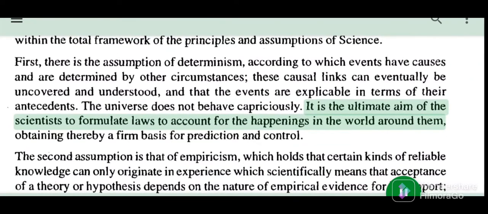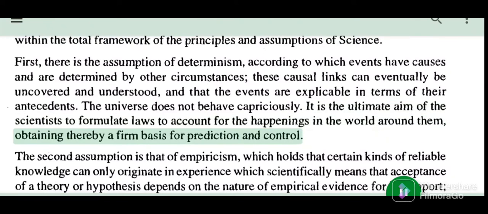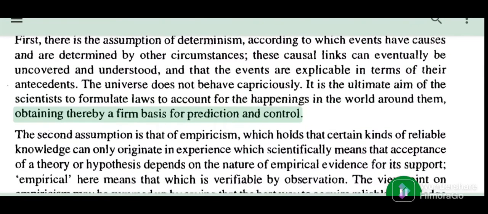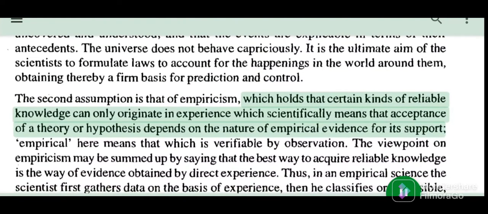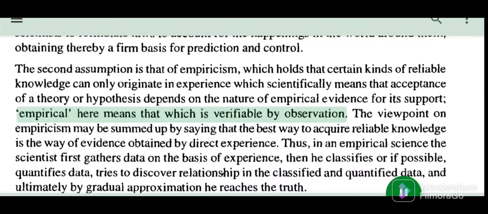It is the ultimate aim of the scientists to formulate laws to account for the happenings in the world around them, obtaining thereby a firm basis for prediction and control. The second assumption is that of empiricism, which holds that certain kinds of reliable knowledge can only originate in experience, which scientifically means that acceptance of a theory or hypothesis depends on the nature of empirical evidence for its support. Empirical here means that which is verifiable by observation.